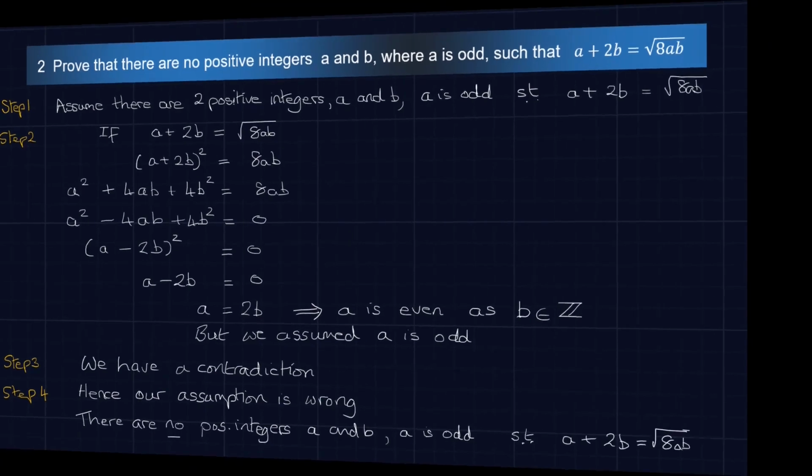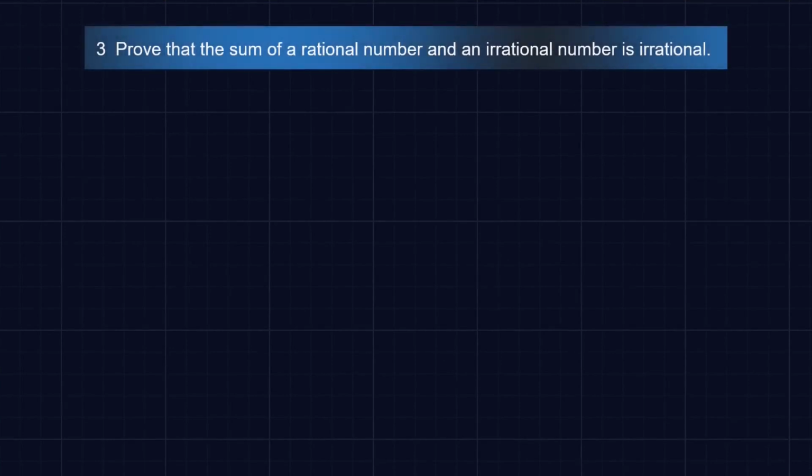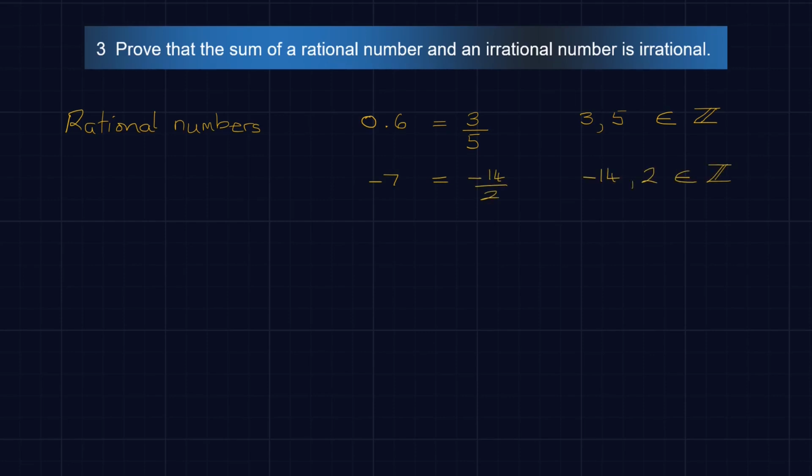Here's our third question. Before we start this, let's make sure we're clear on what is meant by rational and irrational numbers. 0.6 is a rational number because it can be written as 3 over 5, and crucially 3 and 5 are both whole numbers, integers. -7 is rational because we can write it as -14 over 2, and again -14 and 2 are both integers.